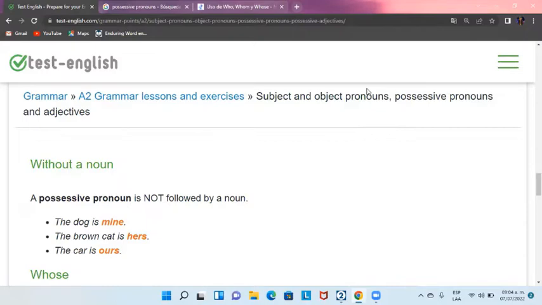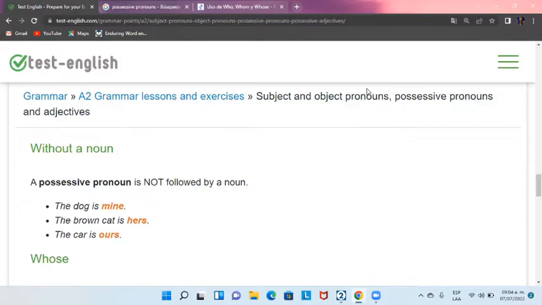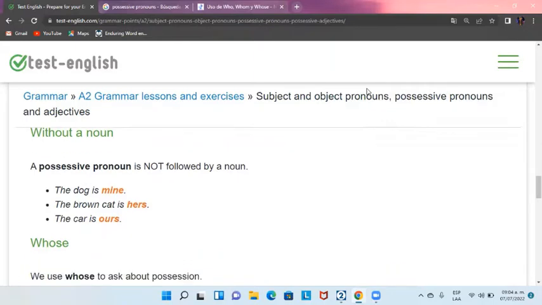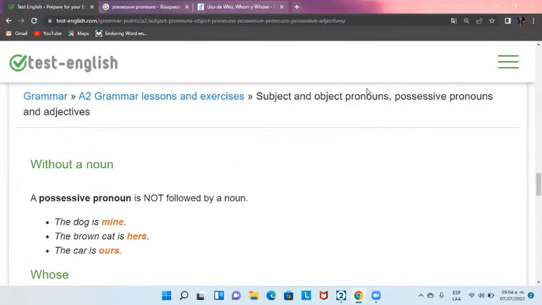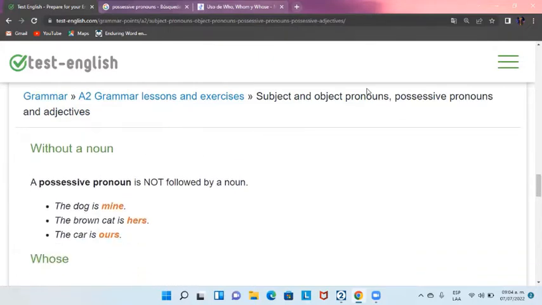In this case it is: the dog is mine. El perro es mío. The brown cat is hers. El gato es de ella. The car is ours. El carro es nuestro. Esta es prácticamente la diferencia. Simplemente el acomodo de los pronombres, del sujeto, del noun.